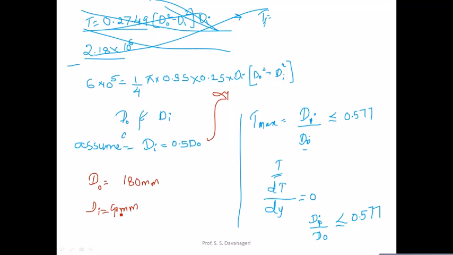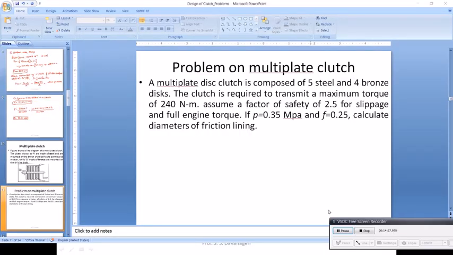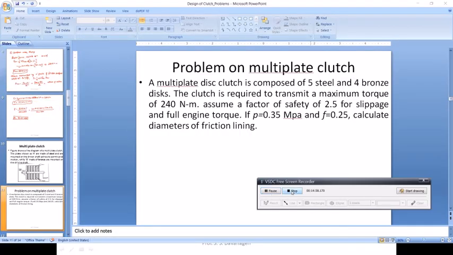Okay. And if you substitute back in this equation, if you compute the values, you are going to get d naught, that is what outer diameter, approximately 180 mm, and inner diameter is what 90 mm.